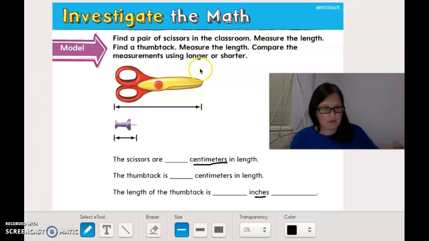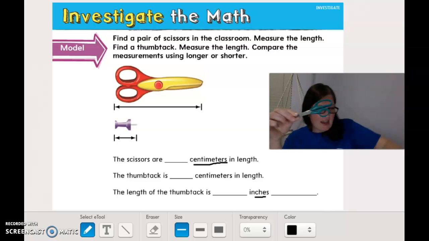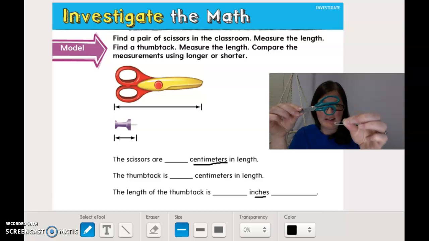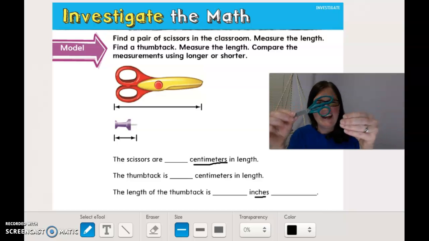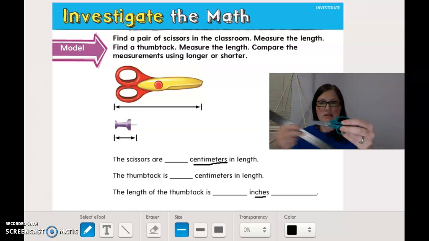I had a pair. Where did they go? I'll find them. There we go. There's my scissors. And a thumbtack. I don't have a thumbtack, but I do have a safety pin, so that's what we're gonna use for mine. And they're similar. They're kind of close. So it says measure the length and then compare them. So first it asks for centimeters. So I'm going to measure my scissors.